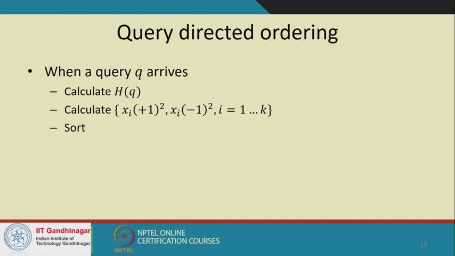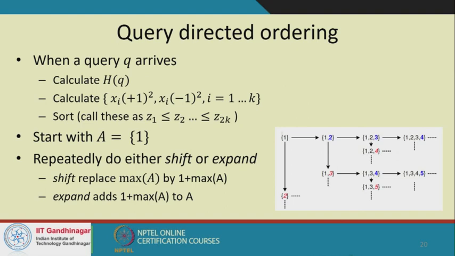First, we calculate the x_i plus 1 and x_i minus 1 squared for i equal to 1 to k, and then we sort them. Let's say that the sorted values are z1 to z2k. There are 2k values because each index gets either a plus 1 or a minus 1. And beyond that, it's really a sort of min-heap based algorithm. Let's say that z1 contains the minimum x_i(δ_i) of these values.